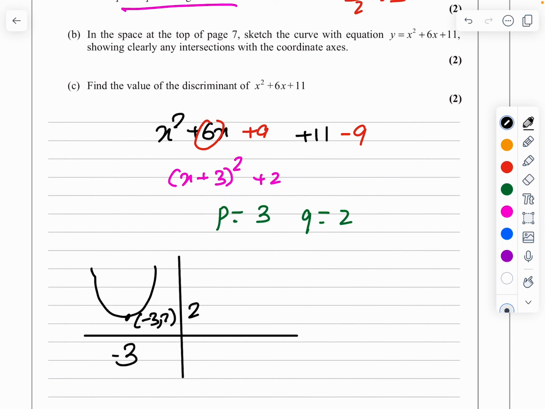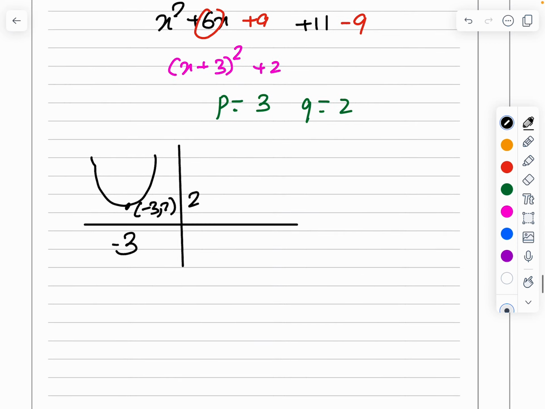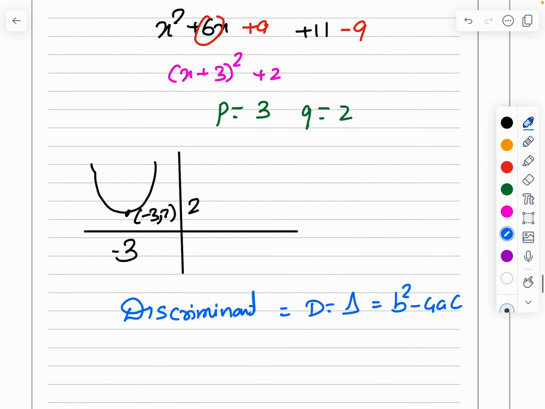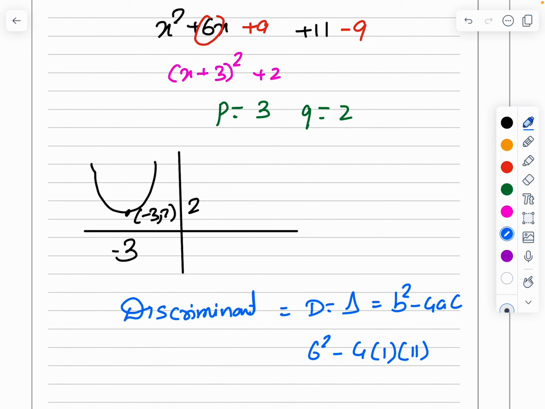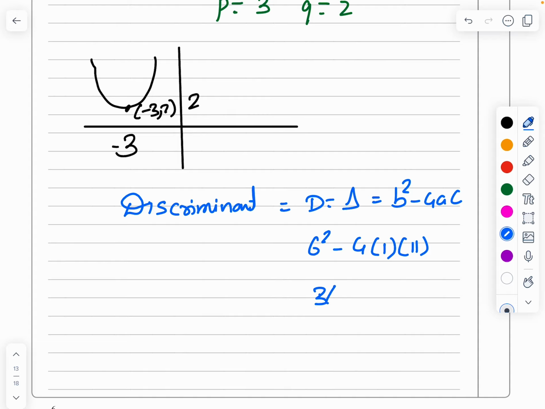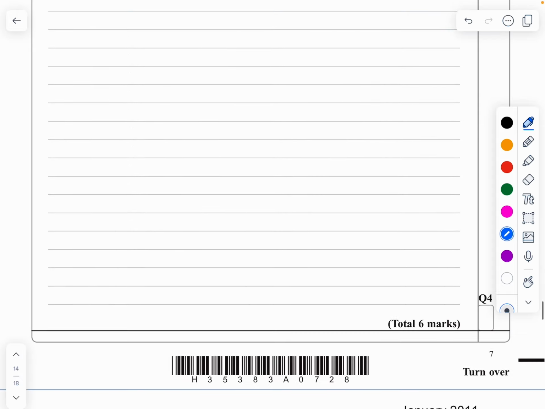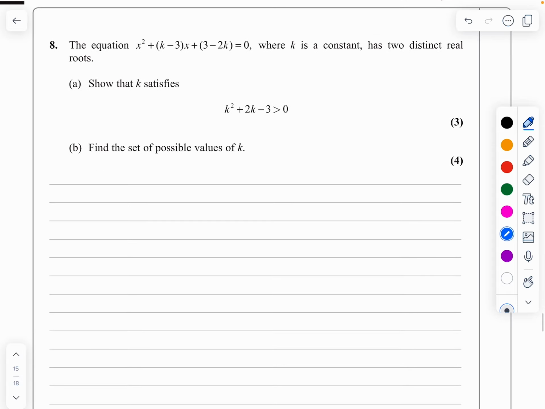State the value of the discriminant. Discriminant is b square minus 4ac. So which is D, which is delta, which is b square minus 4ac. So b square, 6 square minus 4 times 1 times 11. So 36 minus 44, negative 8. Next question.